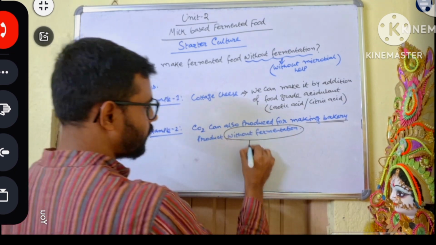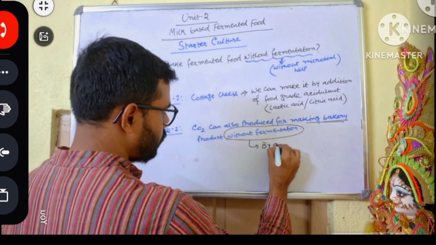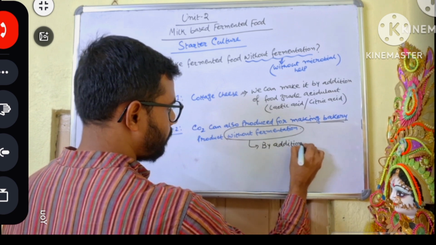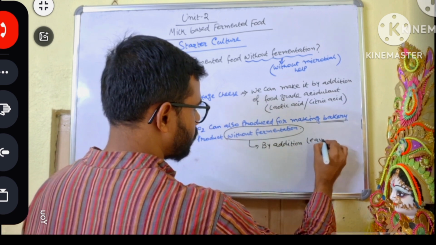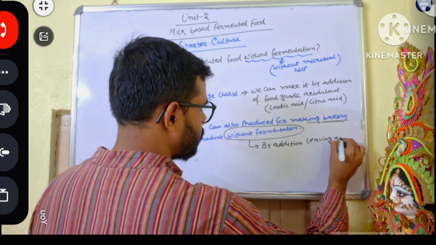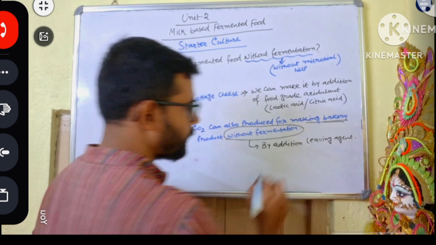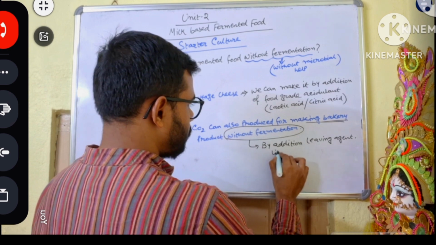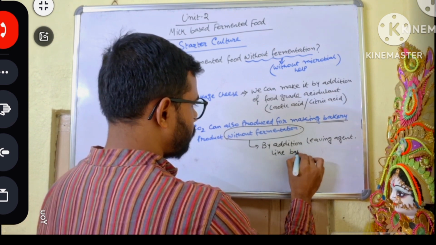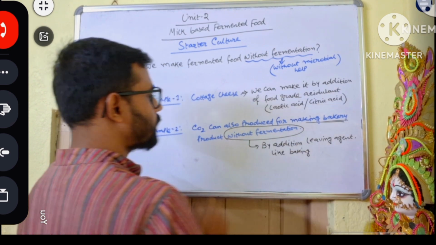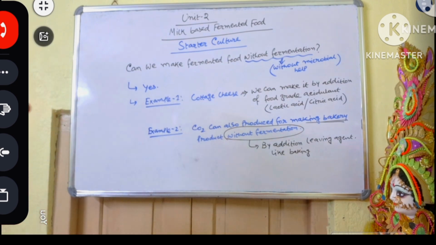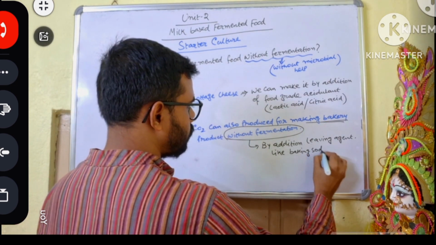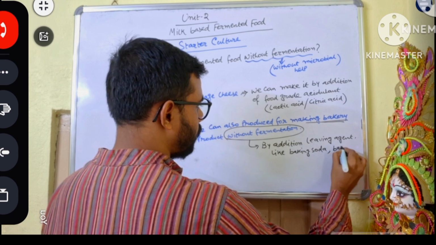How? By addition of what are called leavening agents. Leavening agents are those that produce gas after reaction, like baking soda and baking powder.